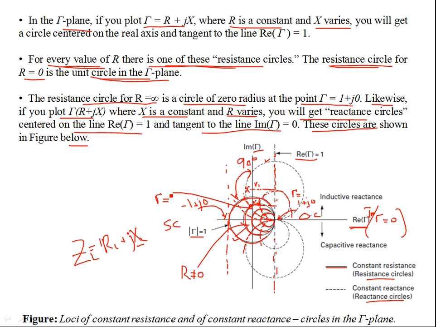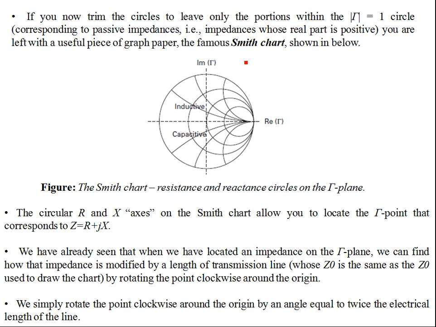For example, this could be your ZL. You see which resistance circle corresponds to the positive real part of the load, then you look at the reactive part and where it intersects, and that's how you plot the load impedance. So if you trim the circles and leave only the portions within gamma equal to 1, corresponding to passive impedances, where the real part is positive and non-zero, then you're left with a very useful piece of graph paper, which you might have come across in microwave and antenna engineering courses, famous as the Smith chart.